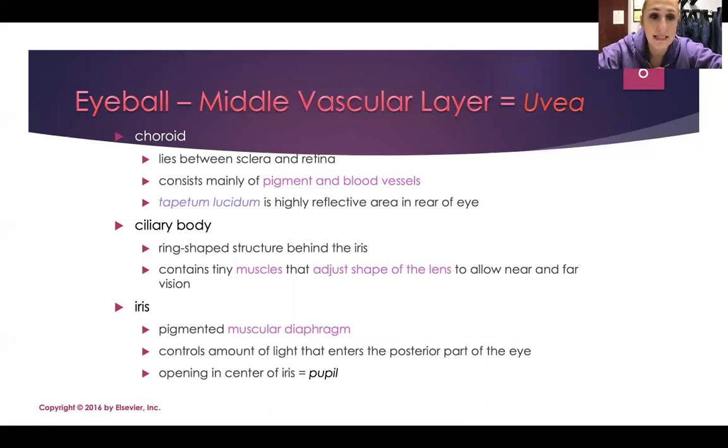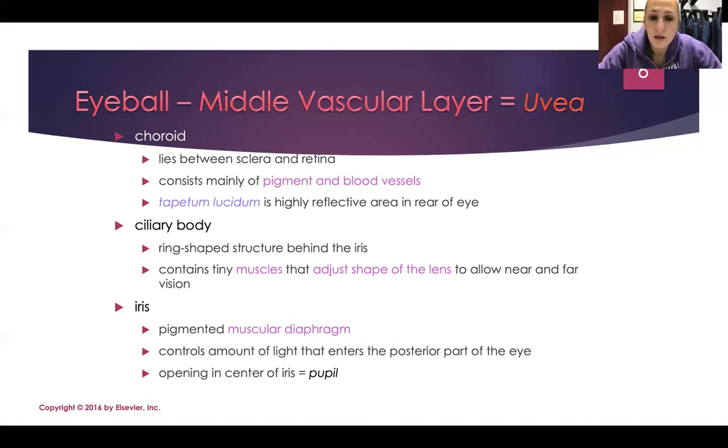So that next one there you see is the ciliary body. The ciliary body is a ring-shaped structure that is directly behind the iris. Let me jump down one, and we've got the iris. So the iris is what you would consider the colored part of your eye, but by definition, it is a pigmented muscular diaphragm. A muscular diaphragm is a muscle that can open and close. It's a smooth muscle. It is pigmented, therefore we get that color of the eye, and its job is to control the amount of light that enters into the posterior part of the eye.